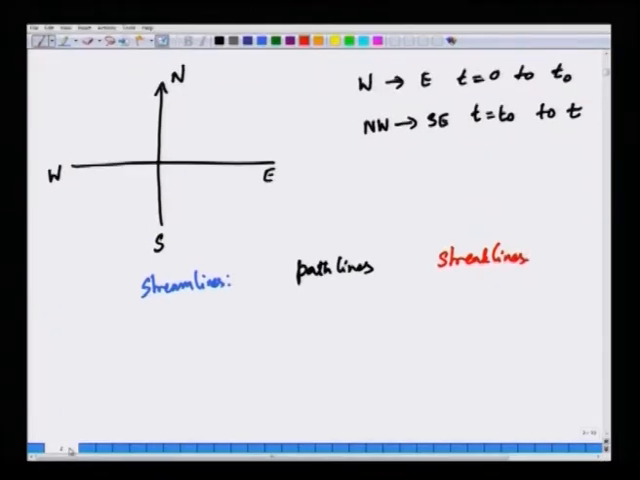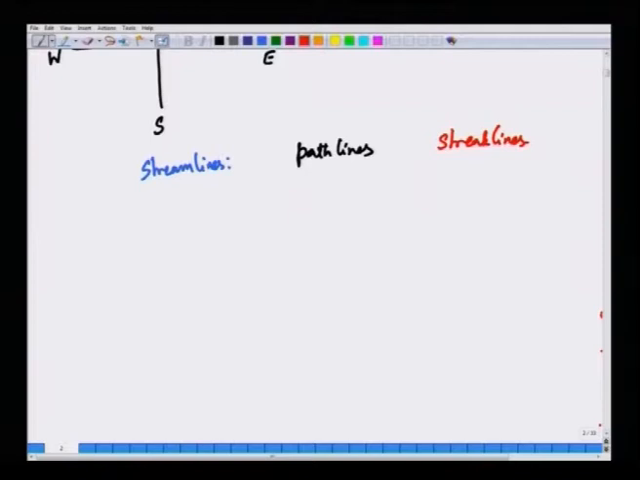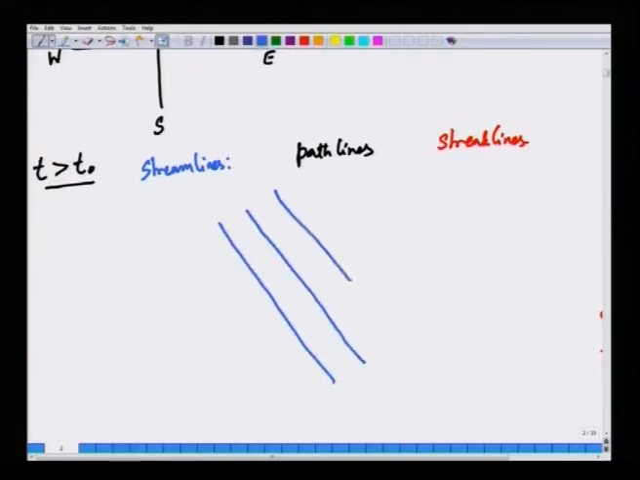So, streamlines will be simple, because all of this we are going to look at time t greater than t naught, where the wind has changed its direction from west to east to northwest to southeast. Streamlines at any later time will all be in the direction northwest to southeast, because streamlines merely depict the instantaneous direction of fluid velocity, and the fluid velocity for any time t greater than t naught is in the direction northwest to southeast. This is how the streamlines will look.